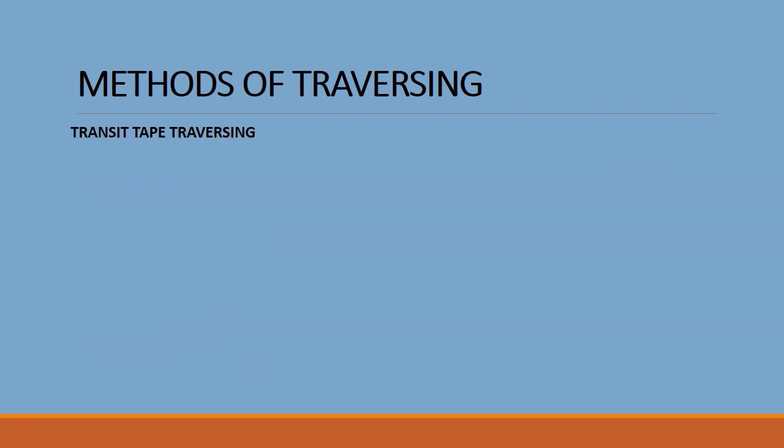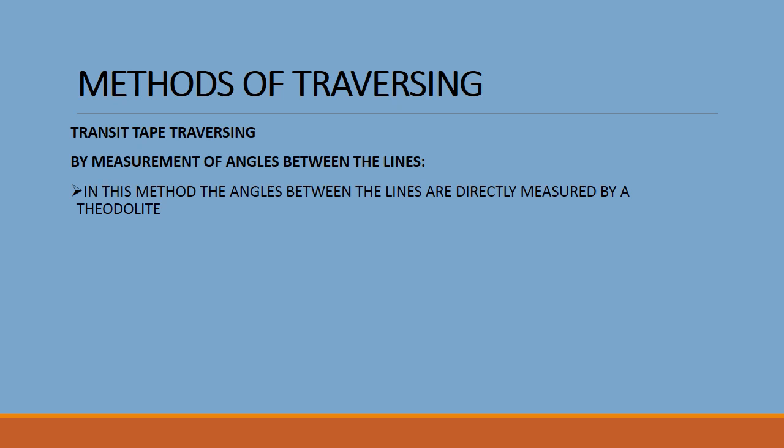Now another type of transit tape traversing is by measurement of angle between the lines. So we have to measure the angles in between all the lines. In this method, the angles between the lines are directly measured by a theodolite. We use a theodolite and measure the angles between each line directly. This is one of the most accurate methods in comparison with the previous three methods that we have just discussed.